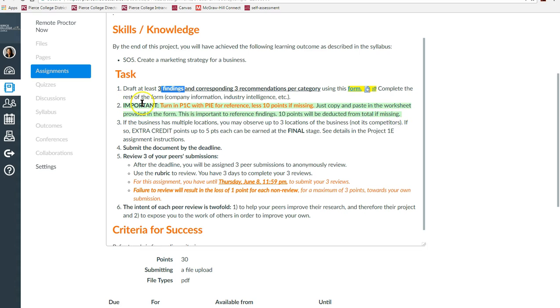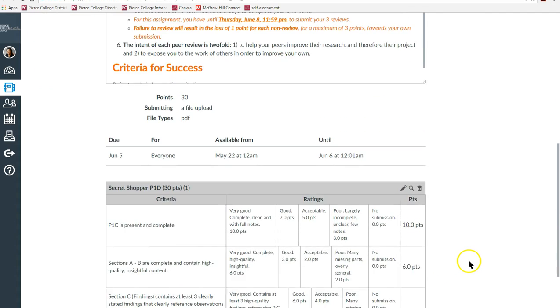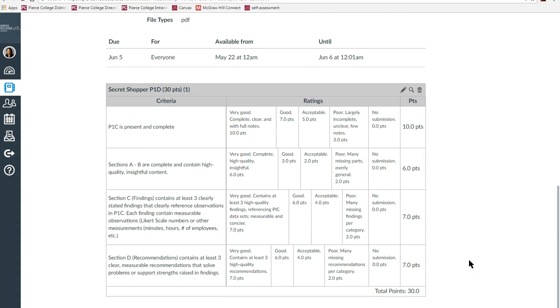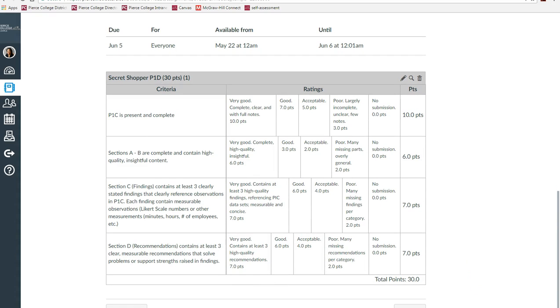And you'll find here highlighted the fact that if you do not include project 1C with project 1E, you will lose 10 points. So here's a friendly reminder to please do that. It's very, very easy to do, okay? And then the rest of the instructions will tell you what to do here, including the inclusion of extra credit assignments. Just so that you can see it now, be sure to look at the rubric, not just for your peer review purposes, but for your own, so you can see how you will be graded.